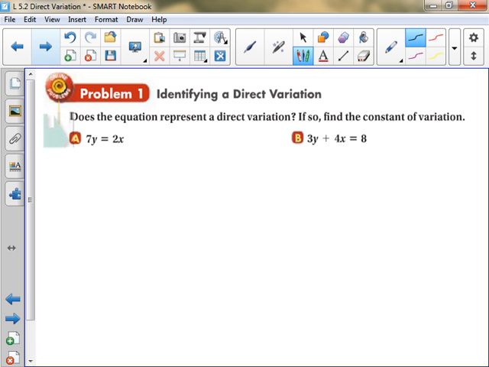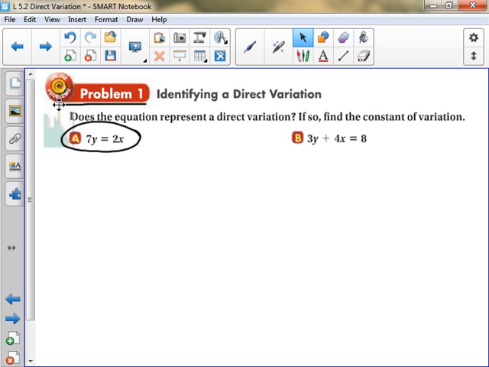So here are the examples. Problem 1. The question is, does this equation represent a direct variation? If so, find the constant of variation. Now, you should, by the time we're finished with this lesson, be able to just look at a problem like this and either say yes or no.